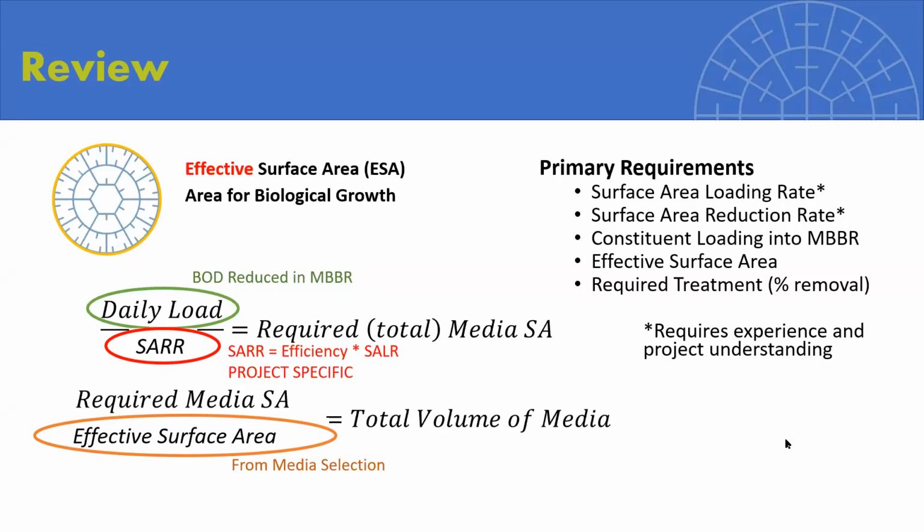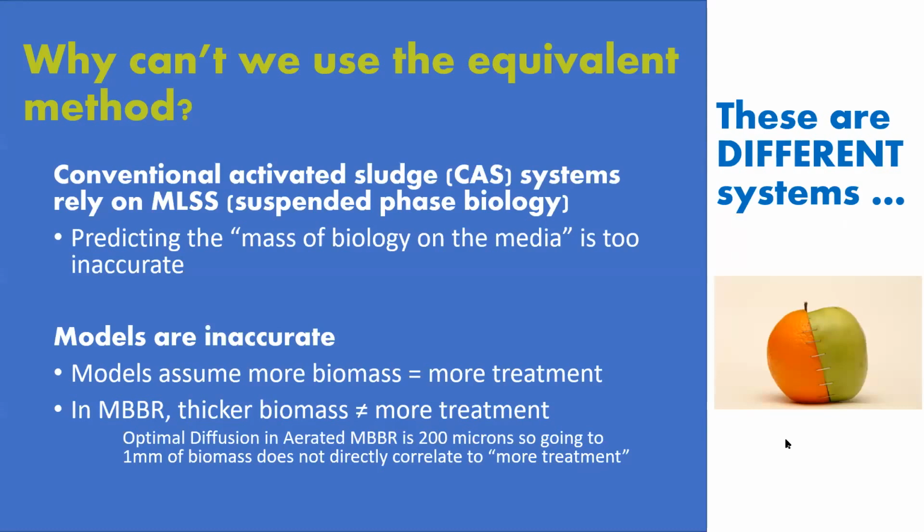But first, I want to real quick just talk about why we can't use the equivalency method to design MBBRs, okay? So historically, most of our systems, especially here in the US, are conventional activated sludge systems. These rely on suspended phase biology, MLSS, within the system, right? When we're designing a conventional activated sludge system, what we see is that there's a direct correlation between the amount of biology and the amount of treatment, okay? So increasing your MLSS may be able to increase the amount of treatment you have because you have more biology in your system. That's not the case for MBBR systems.